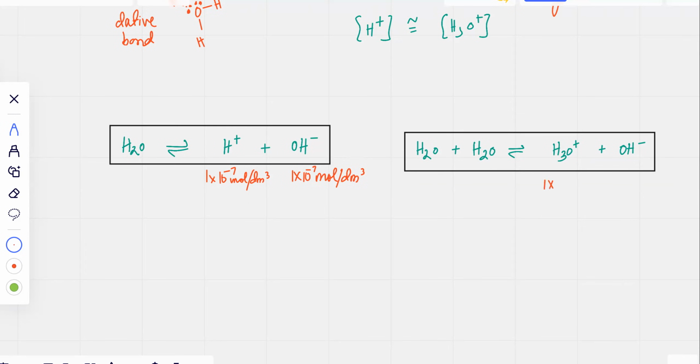Or if you're using this equation, it's 1 times 10 power minus 7 mole per decimeter cube, and the other one is also 1 times 10 power minus 7 mole per dm cube. So the extent of dissociation is very, very less. We're going to use Kc. What is Kc? Kc is the concentration of the products, which in this case is H plus 1 concentration into OH minus 1 concentration. And it's going to be divided by the concentration of water, right?